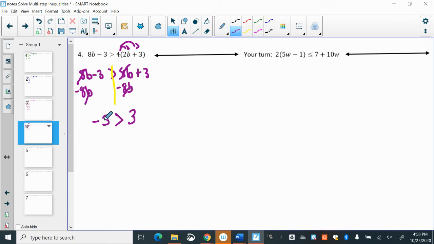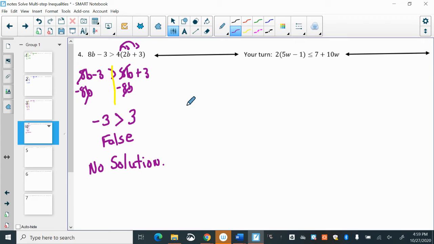Well, how can -3 be bigger than 3? That is a false statement. It is untrue, which means here there is no solution. For no solution, you wouldn't color your number line in at all.